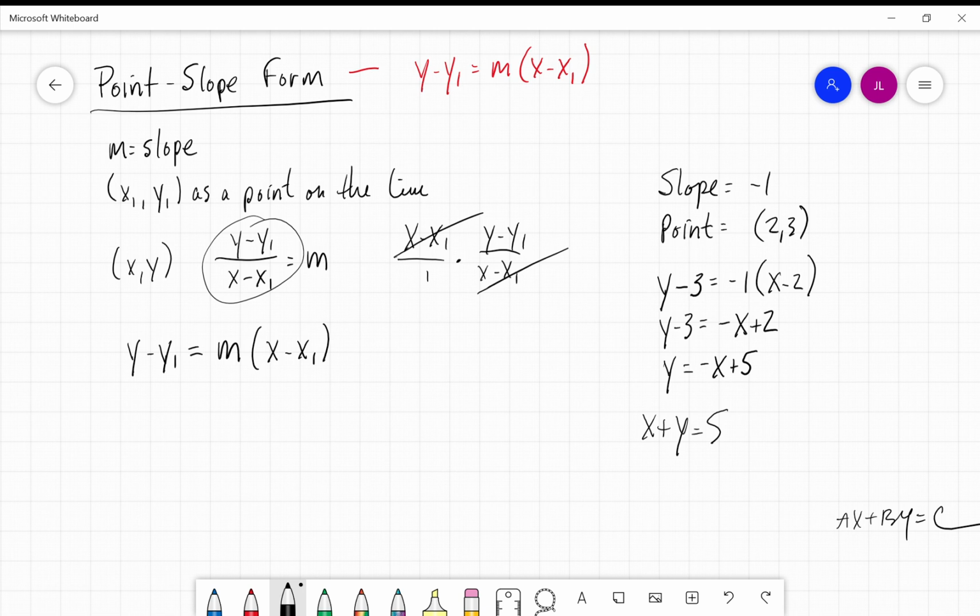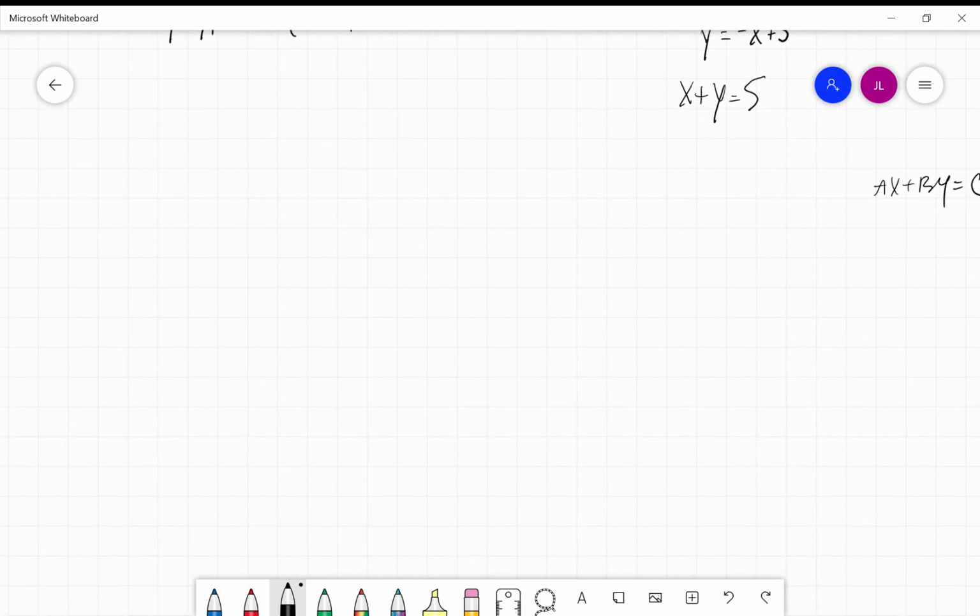Okay? Now let's look at another example here. Let's say we have a line that passes through 1, 6 and -2, -4. And if we want to write this equation in slope-intercept form, we can use point slope to get there.